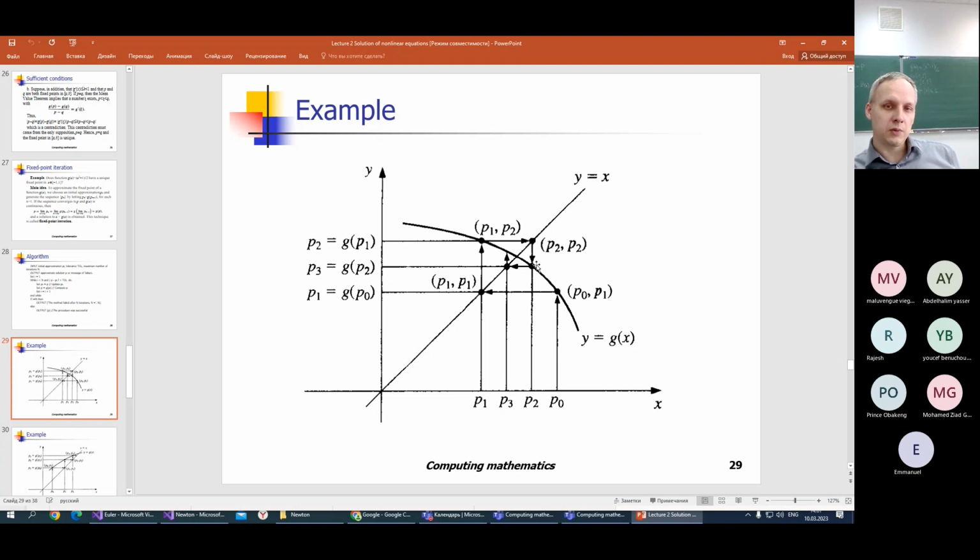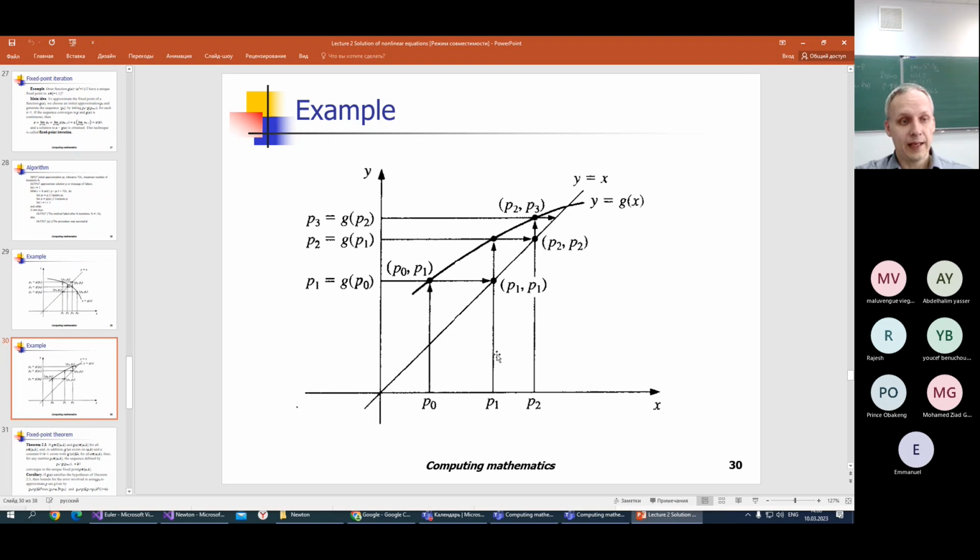So the method works like this: the trajectory looks like a spiral that converges to this point, the point of intersection between this function and this line. And we become closer and closer to the real solution. This is one situation, and this is another situation.